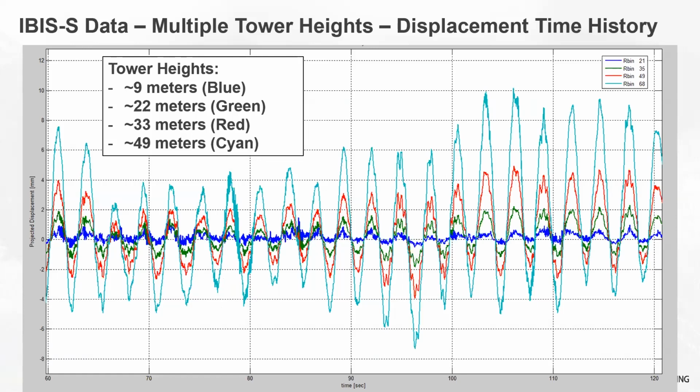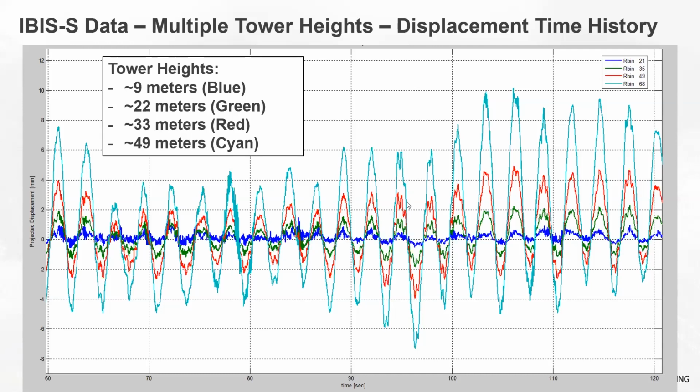So the blue is about 9 meters tall on the tower, then the green at 22, the red at 33, and the lighter blue at 49 meters tall. So you can see, as you expect, the higher you get on the tower, the more movement you get. The lighter blue has a much greater peak-to-peak displacement than the reflection points near the base, which have very little peak-to-peak displacement.